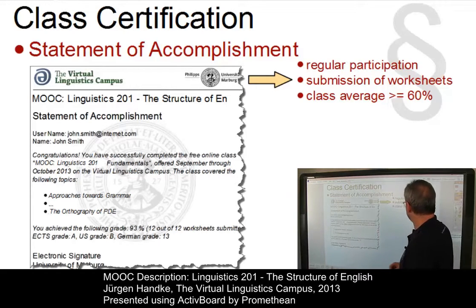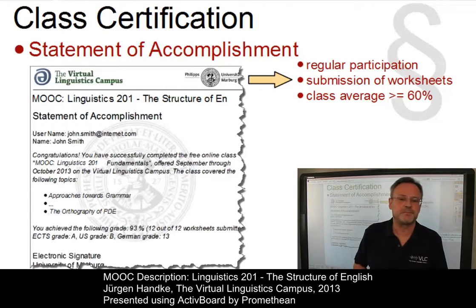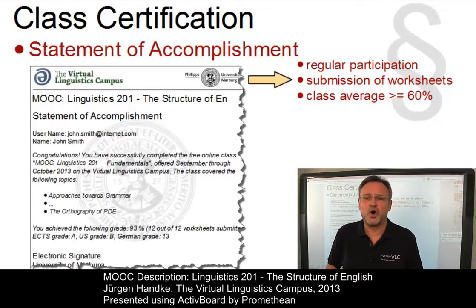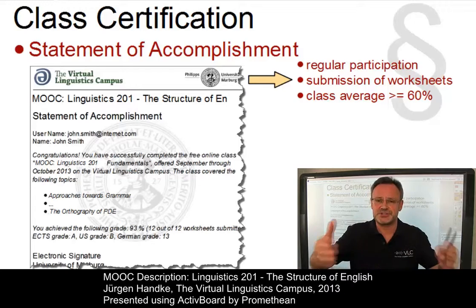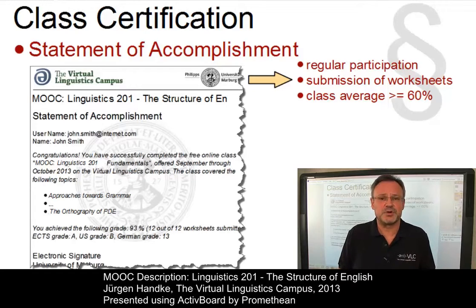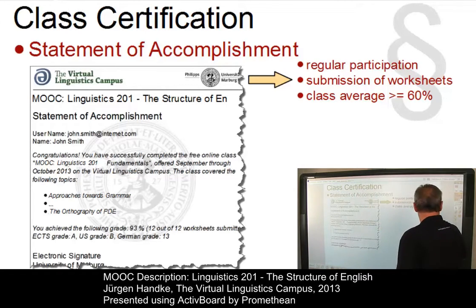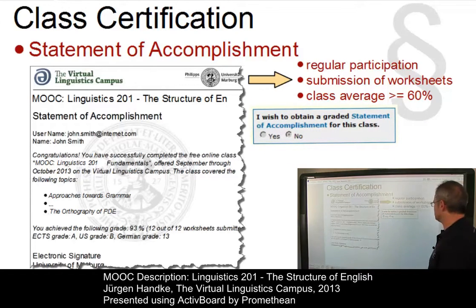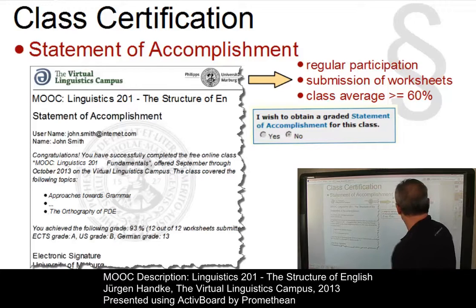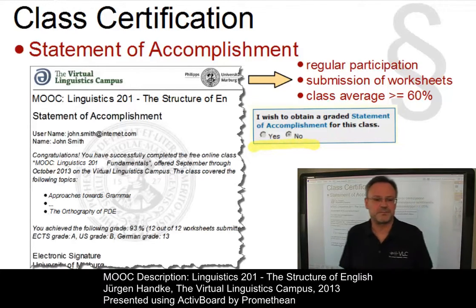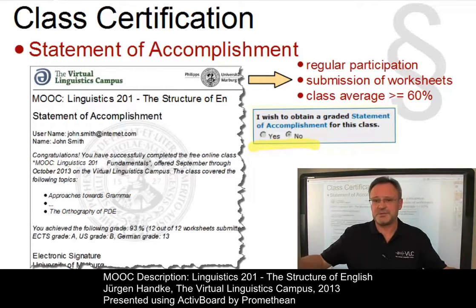To be given such a certificate, we want you to do the worksheets, one for each unit. We want you to regularly participate, and if the overall score of all the worksheets is 60%, you will be given the option of either receiving a standard statement of accomplishment, or if you want to pay this small amount of money, you will be given this specified statement of accomplishment, a graded statement of accomplishment. And the choice can be taken on the class start site. It's a simple mouse click.